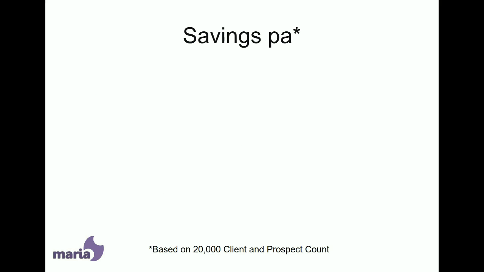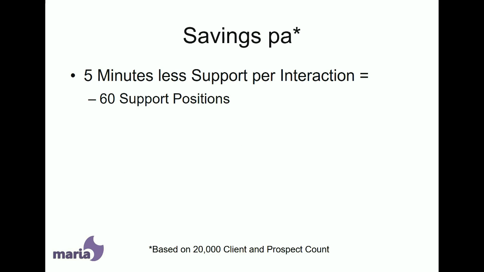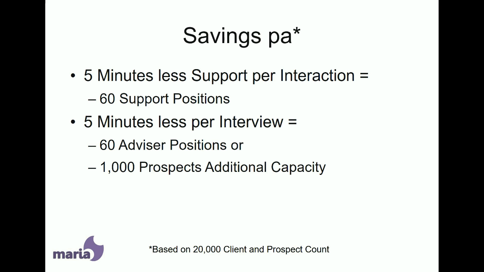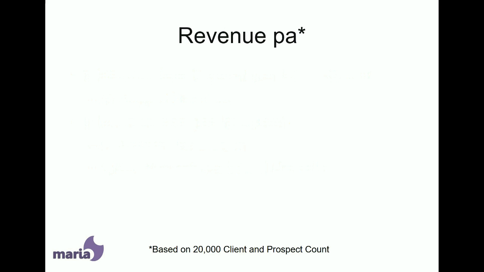Savings. This is based on a reasonable size brokerage, so let's say 20,000 client prospect count per year. If you have 5 minutes less support staff interaction on each of those prospects or clients, that equates to 60 less support positions. If you have 5 minutes less time per interview, that equates to either 60 advisor positions or 1,000 additional prospects as a capacity. And a 5 minute saving is not difficult to contemplate when you see how much time you're saving on filling in those forms the old way.